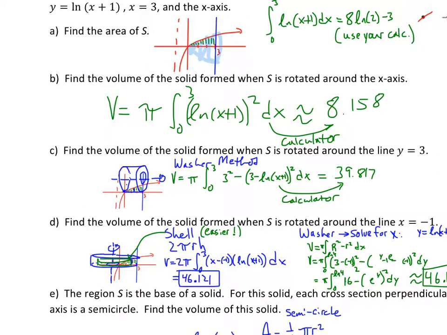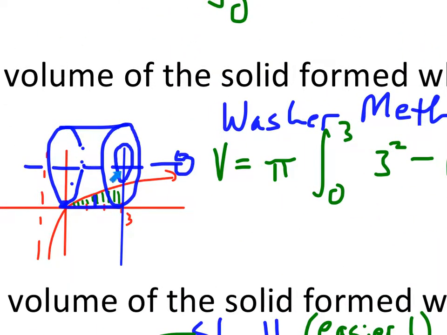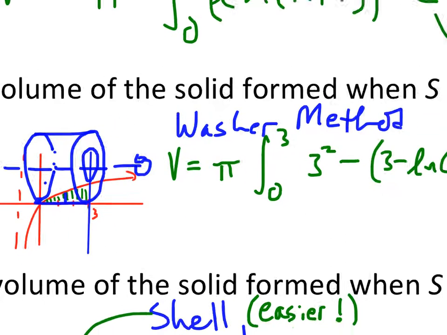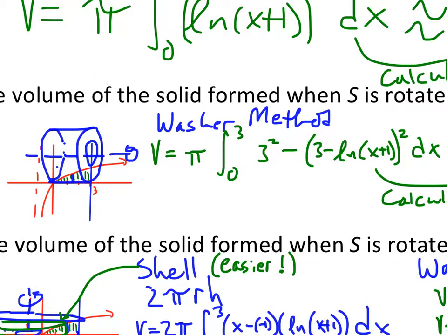If we want to rotate around the line y equals 3, that's right here. Now we're going to rotate it this way. Since this is below y equals 3, it's going to be a washer. There's some space going on right here. Do you see that? So we got space. And so since there's space, that's what makes it a washer. So this thing's wrapping around. So washer method, we have to subtract the big radius minus the little radius.